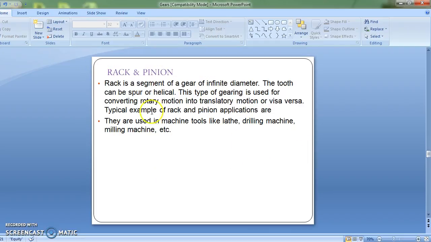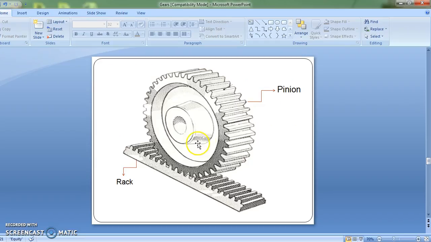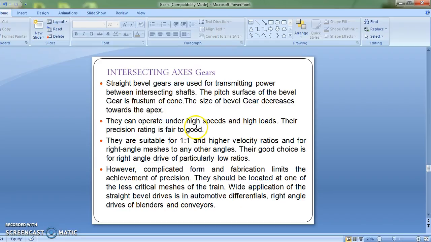Rack and pinion. Rack is a segment of a gear of infinite diameter. The tooth can be spur or helical. This type of gearing is used for converting rotary motion into translatory motion or vice versa. Typical examples of rack and pinion applications are machine tools like lathe, drilling machine and milling machine. The rack and pinion gears are shown in the diagram over here.